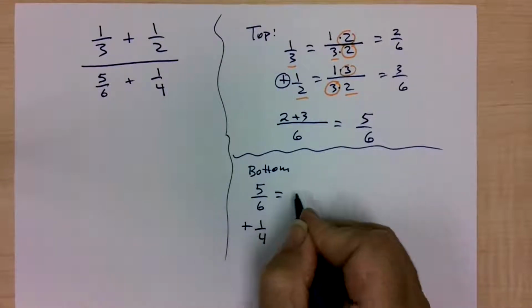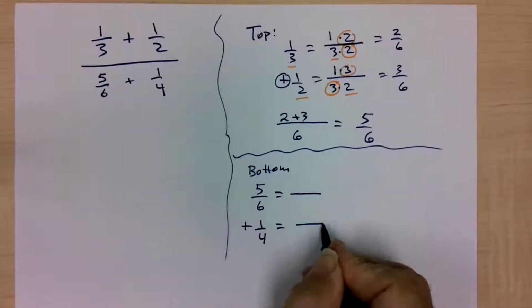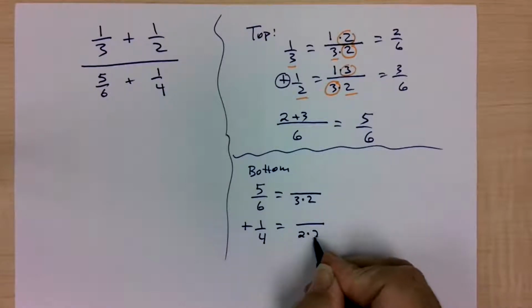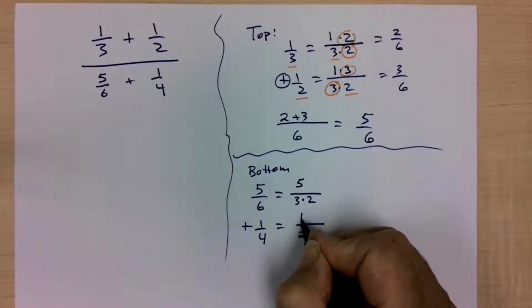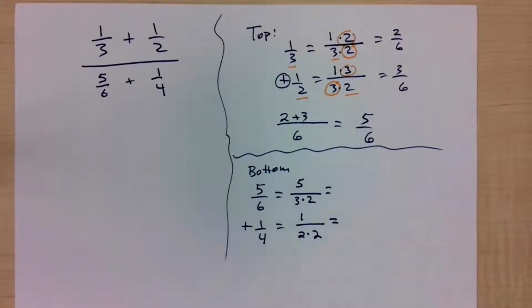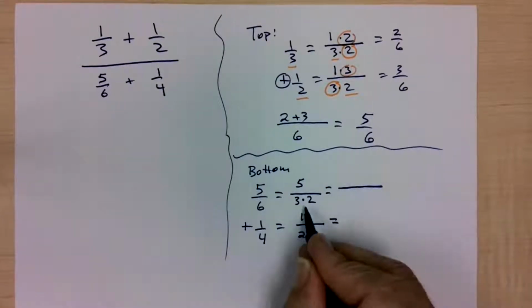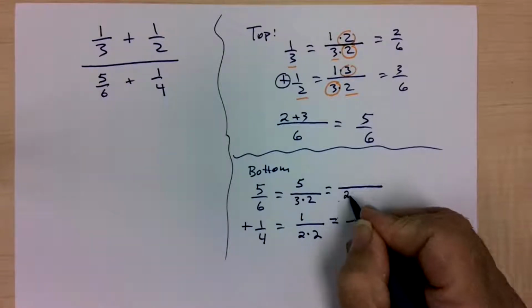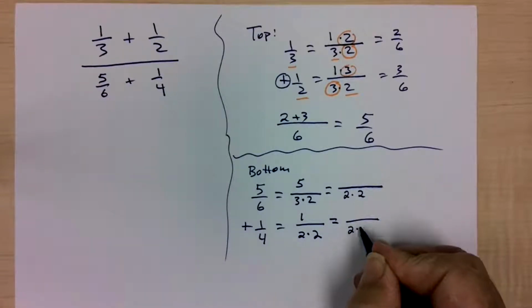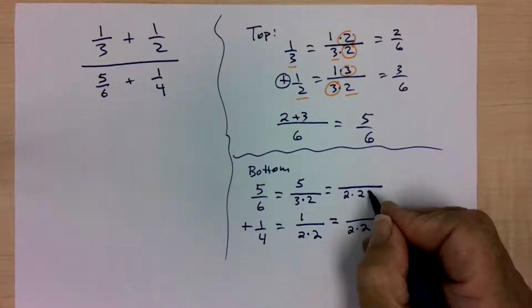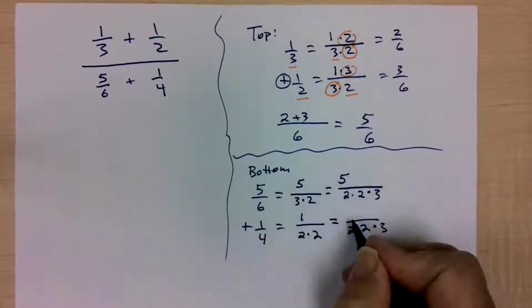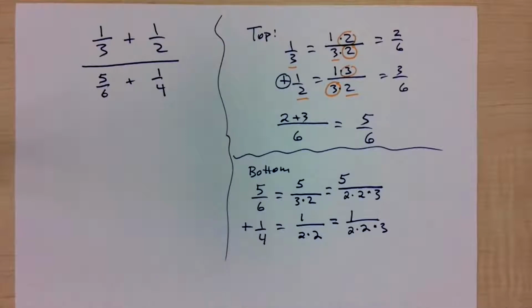We're going to go ahead and factor the bottoms. 6 is 3 times 2, and 4 is 2 times 2. We're going to build a common denominator next. I have 2's and 3's, two 2's here, one 2 there. The most 2's I see in any one place is 2. The most 3's I see in any one place is 1. Bring over the top numbers. Now let's look to see what is new.